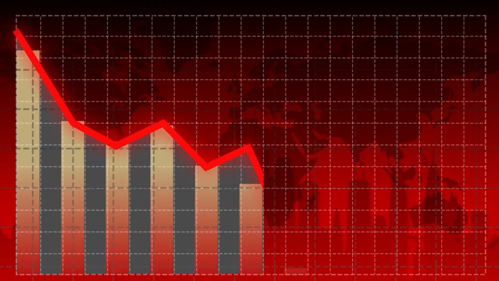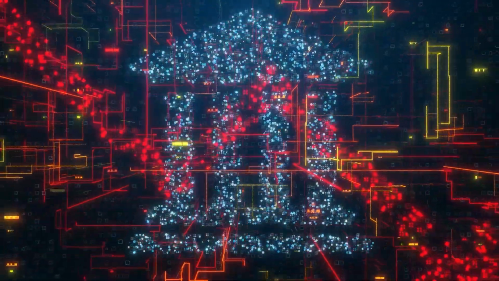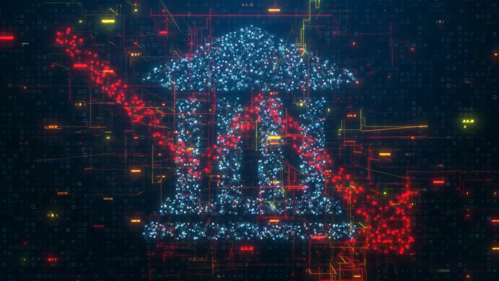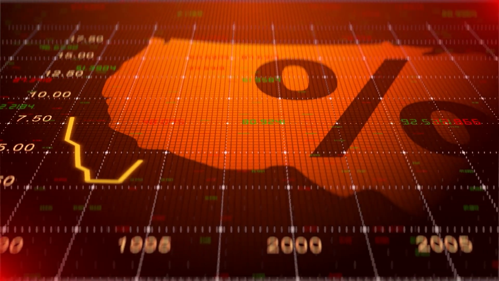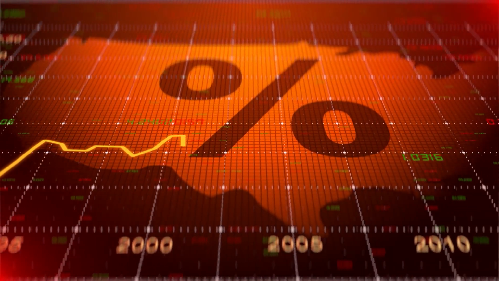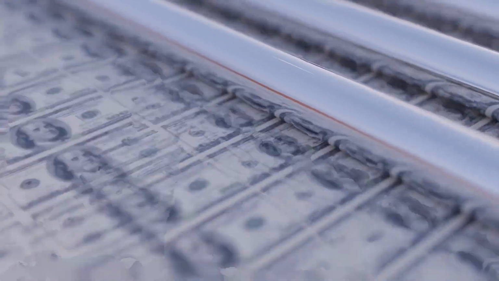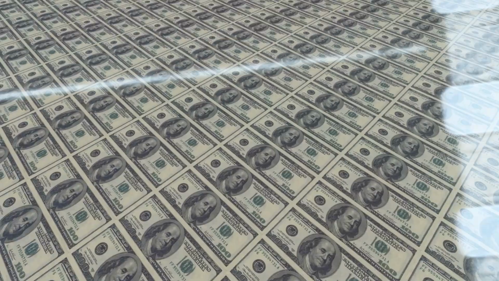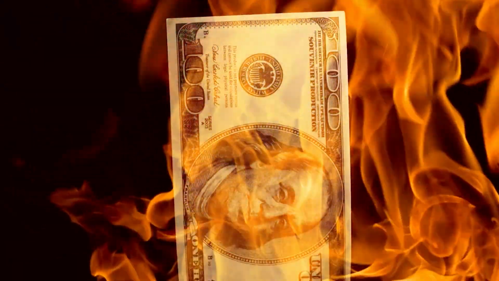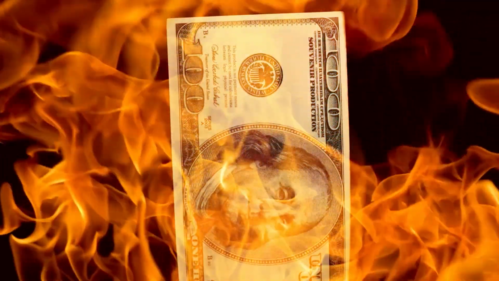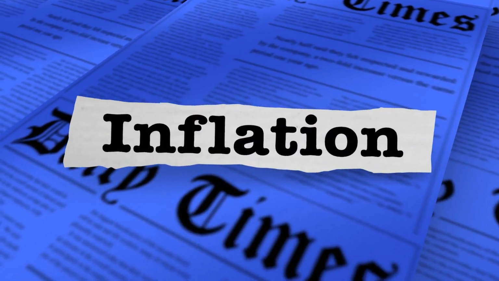Fiat currencies are also vulnerable to loss of value during economic crises. If people lose trust in the government or central banks' ability to manage the currency, it can lead to a rapid decline in value. This loss of confidence often triggers inflation or currency depreciation, leading to further economic instability. Additionally, the ability to print more money makes it easier for governments to accumulate excessive debt. While printing more money can provide short-term solutions, it can create long-term economic problems if governments fail to manage their borrowing. The accumulation of debt can ultimately destabilize the currency, leading to inflation and eroding public confidence.